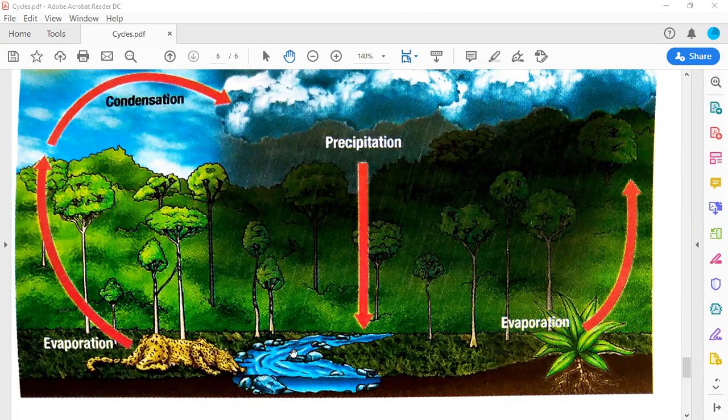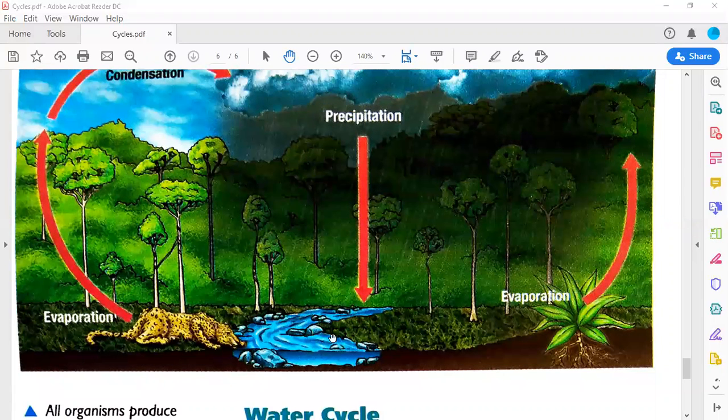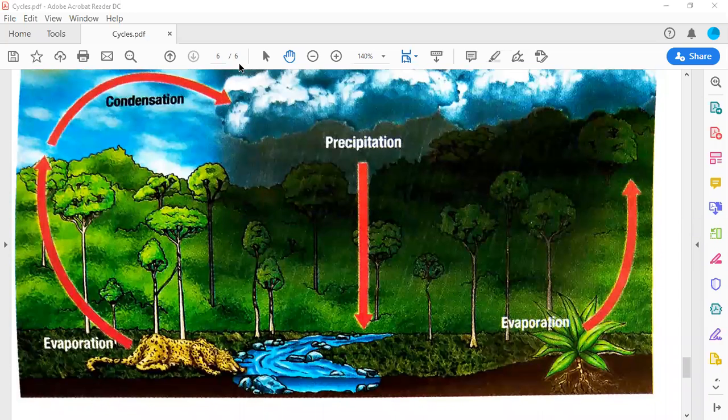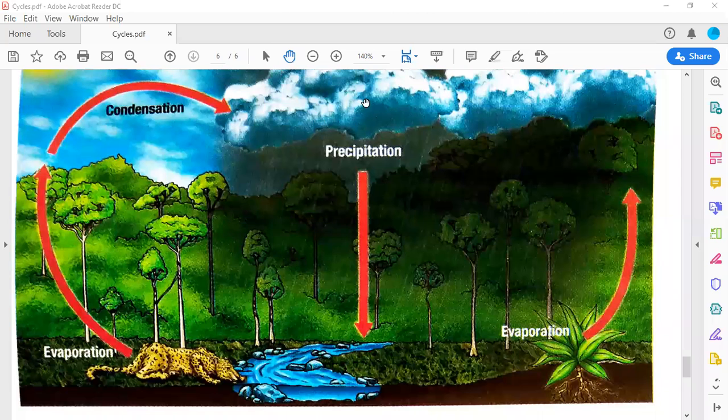The sun hits the water, like this water stream over here. Because when it's very hot, like on these days, what happens is the water evaporates. That means it changes from liquid to gas, and it goes all the way up to form the clouds. And then a process called condensation will occur, right? Which is this over here. When you see clouds in the sky, that is water, okay? And this process is called condensation.